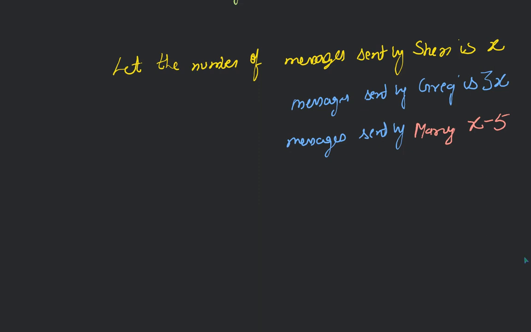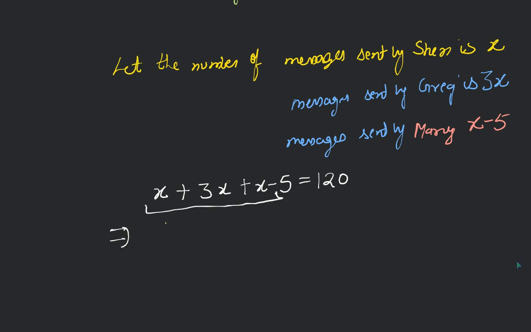Now the total number of messages is 120. We can add all of their numbers, which is x plus 3x plus x minus 5 equals the total number of messages. We can solve all the like terms together. x plus 3x plus x is how much? So that would be 3, 4, like six x's. Very good. So it will be 6x minus 5 equals 120.